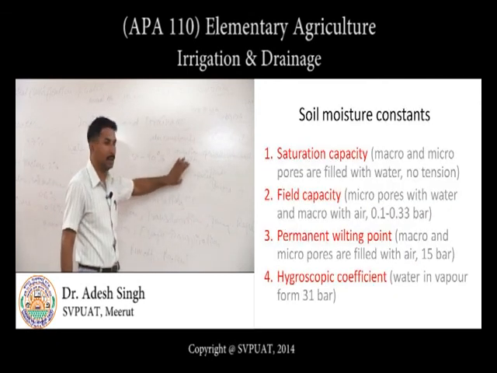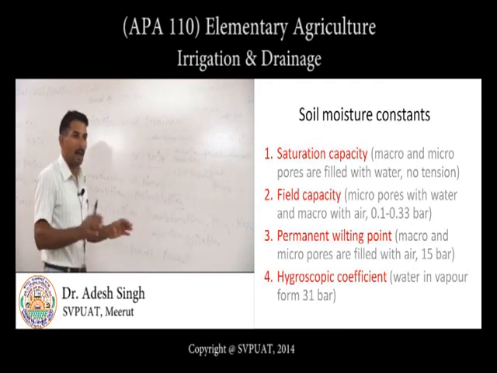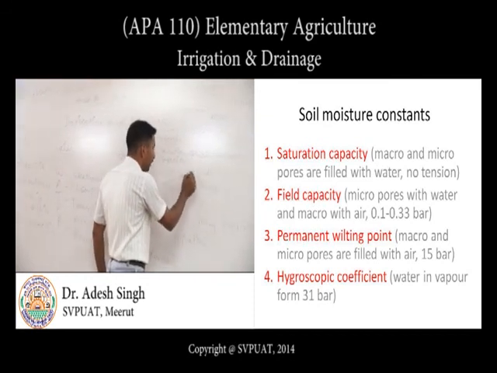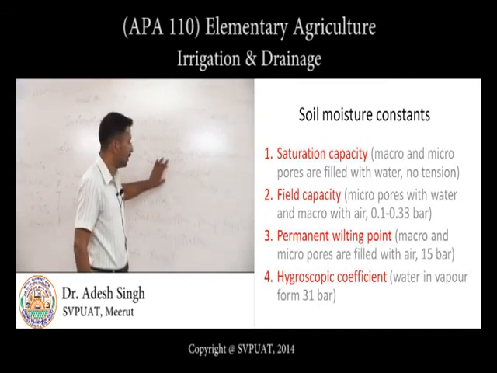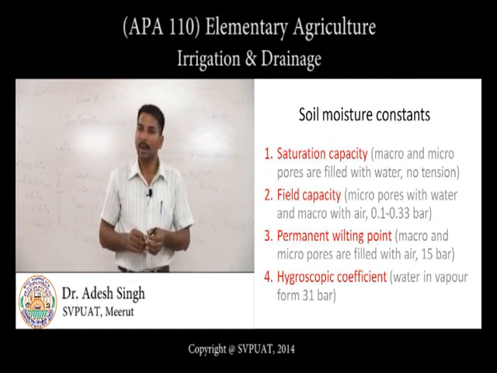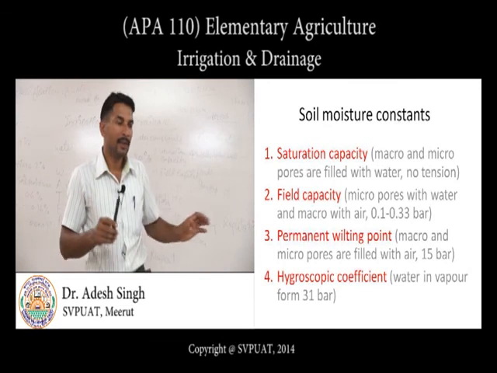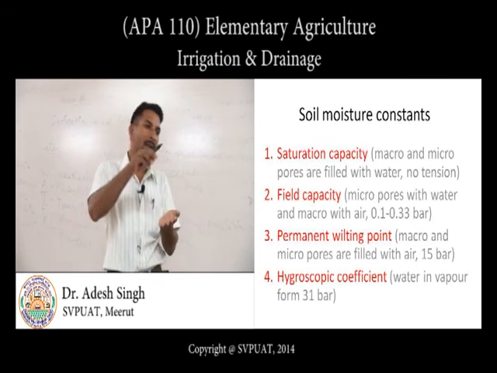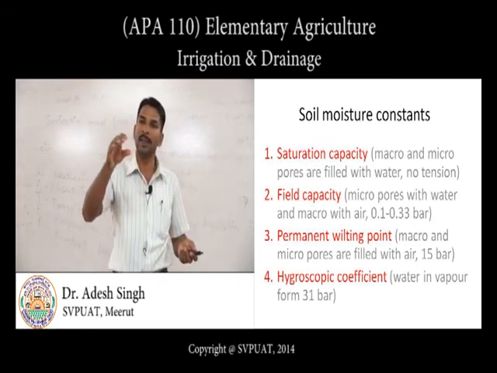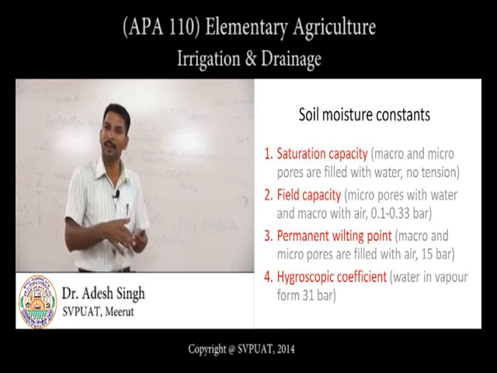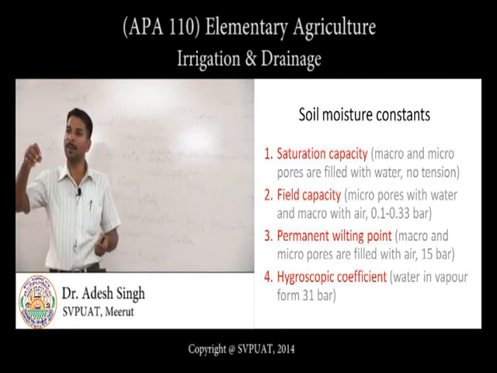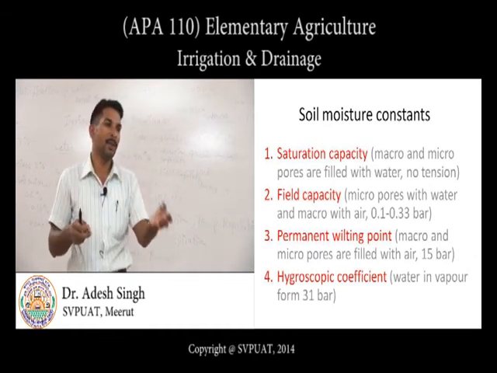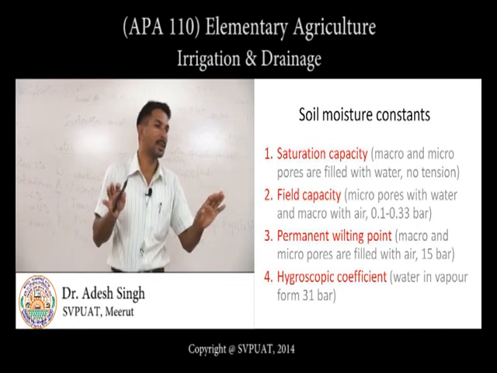Second one is the field capacity. This is known as the upper limit of available water, means water is available in between field capacity and the permanent wilting point. At this stage whatever macropores are there in the soil are filled with air, and water is retained only in the micropores, means smaller pores are filled with water and larger pores recede of water, and whatever water is there goes down due to gravitational forces.